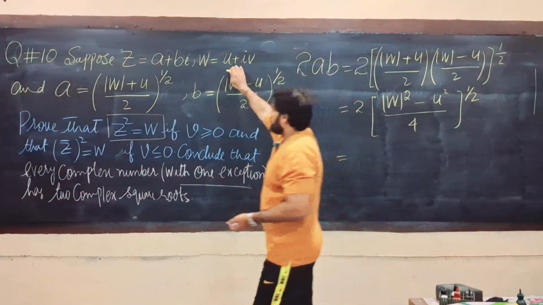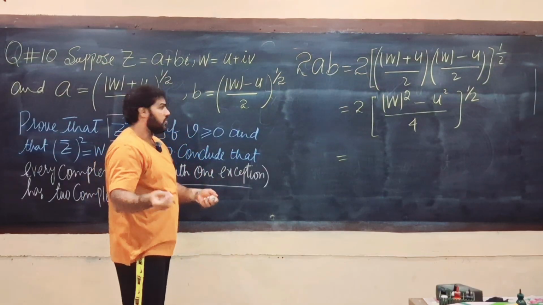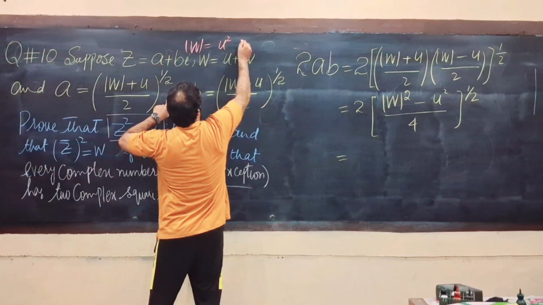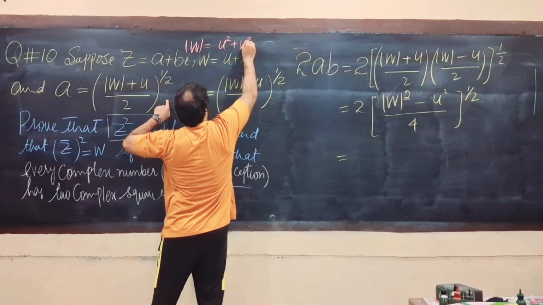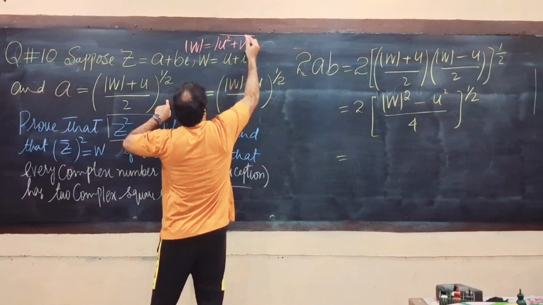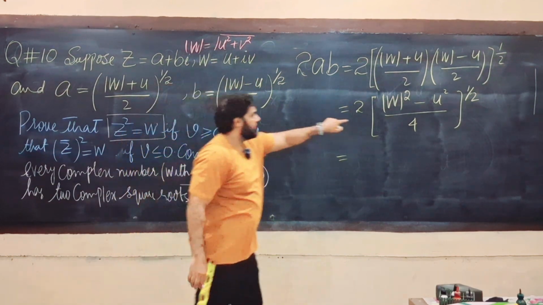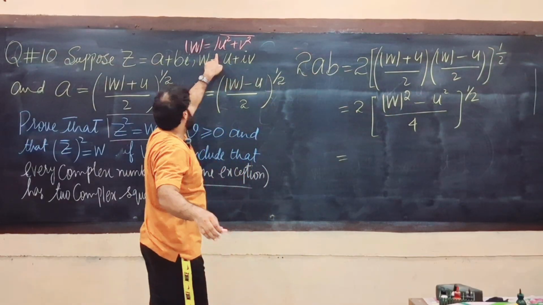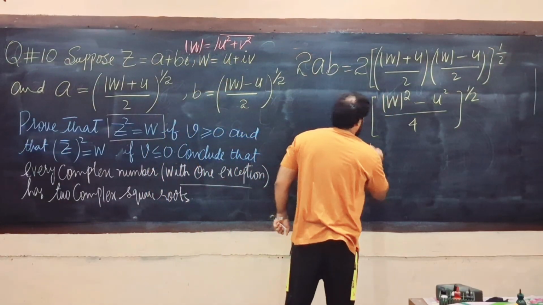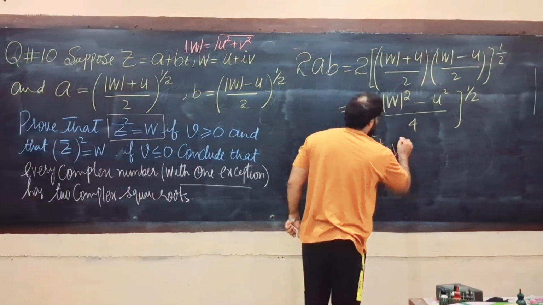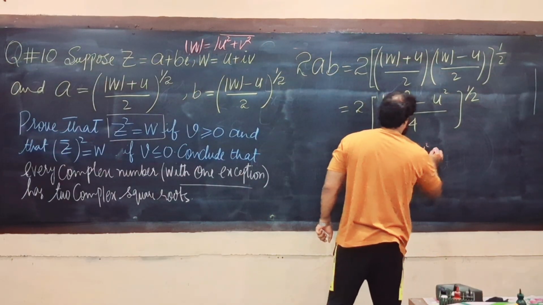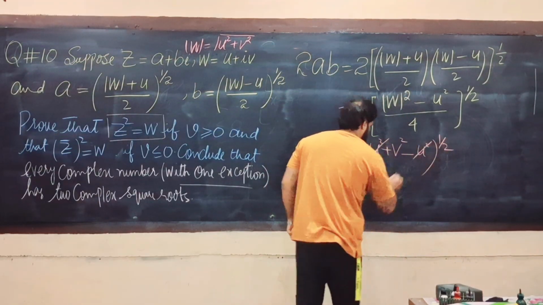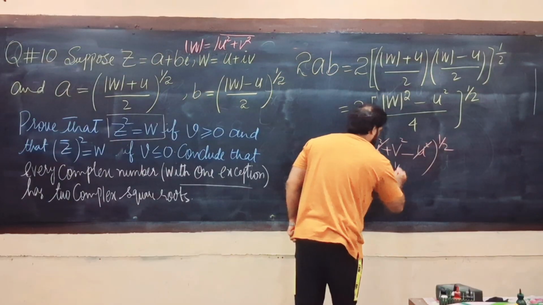What is the magnitude of w from here? As you know, the magnitude of a complex number is simply given by the square root of the real part square plus the imaginary part square. But here we need the square of the magnitude. So when you apply the square here, we have remaining u square plus v square minus u square, whole square root. This becomes the square root of v square.